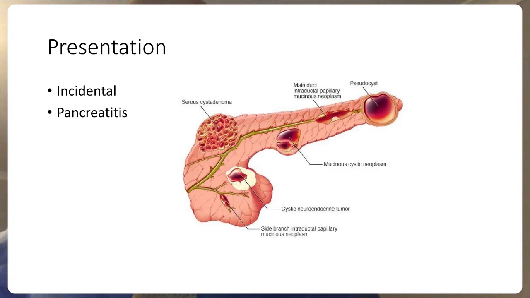This is a pseudocyst. Usually it's in the lesser sac in the body and tail of the pancreas. This lesion, as you see here, the main pancreatic duct is dilated. Now this could involve any part of the pancreas. Usually it involves the body and tail of the pancreas. So this is a main duct intraductal papillary mucinous neoplasm that's involving the main pancreatic ducts.